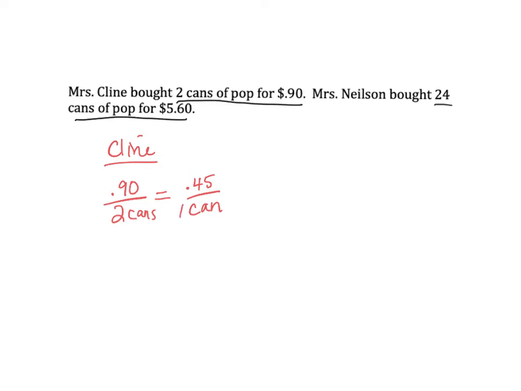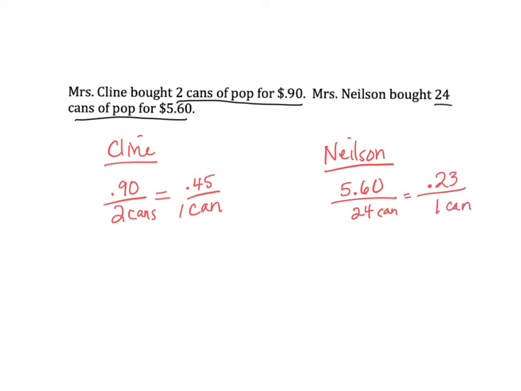Now I'm going to set up my proportion for Mrs. Nielsen. So I'm going to make a spot for Nielsen. And I'm going to say she bought 24 cans for $5.60. So my money, my $5.60 goes on top. And that's for 24 cans. And I'm going to turn that into 23 cents for 1 can.